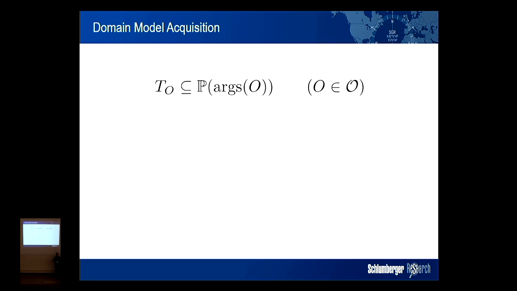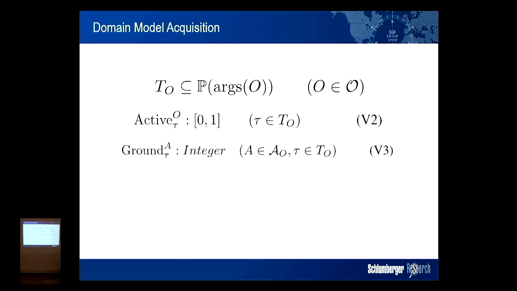But we don't just want to do that, we want to find the simplest way of representing those with respect to those templates that I talked about earlier. So in order to do this, we define our templates as a subset of the power set of the arguments of an operator. So we can have multiple individual templates to represent the action cost of a particular operator.